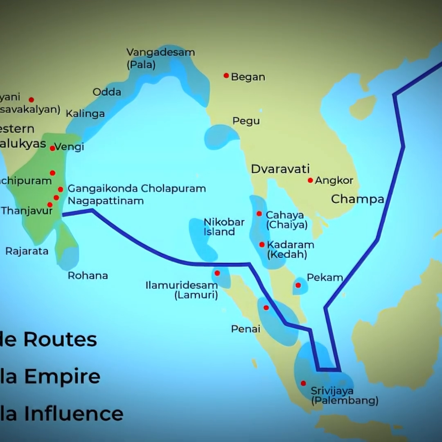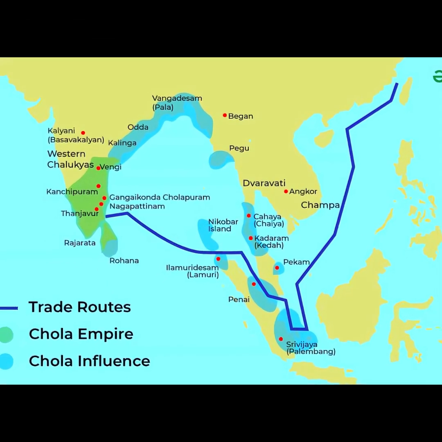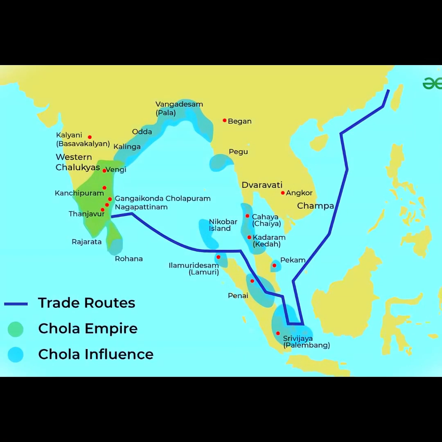The Cholas would be a powerful international empire, having influence all the way in the Malay Peninsula, and becoming economic players controlling the trade of the region.